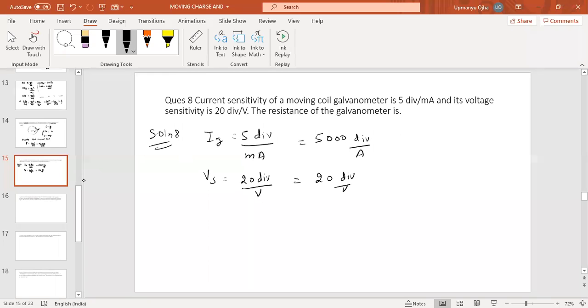Now what is the resistance of the galvanometer? The resistance of the galvanometer will be equal to the current sensitivity Ig divided by Vs. So Ig is 5000 by 20, so the answer should come as 250 ohm. That is 250 ohm. So here the formula for the resistance of a galvanometer is current sensitivity by voltage sensitivity. That will come as 250 ohm.